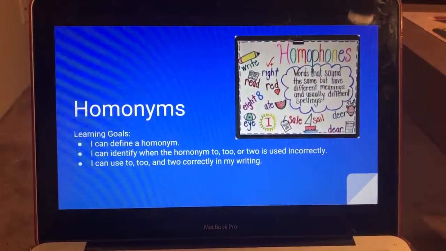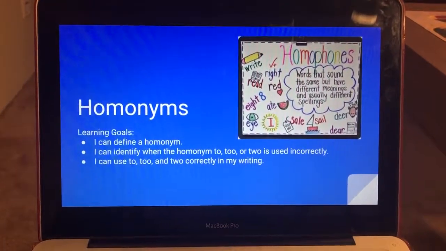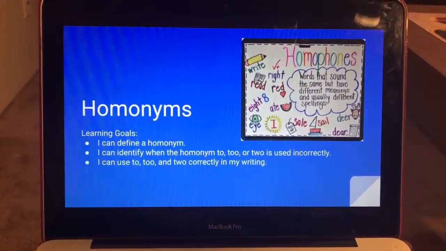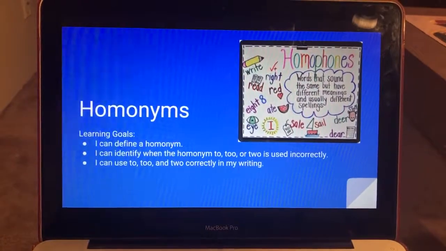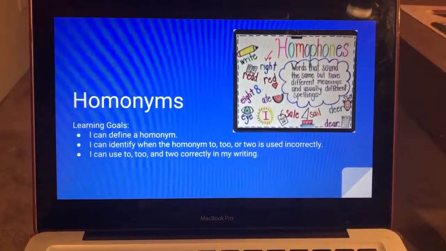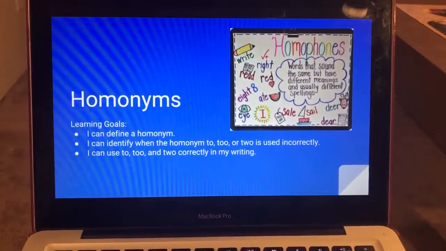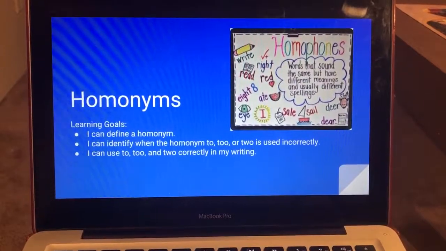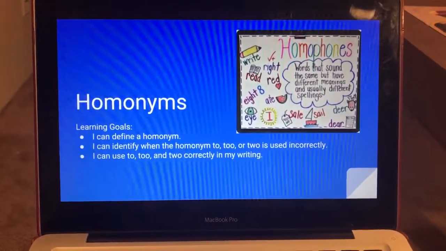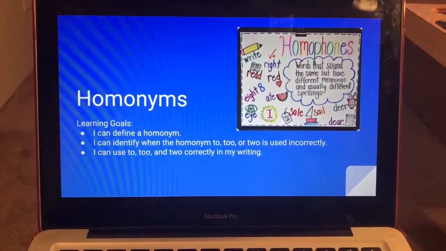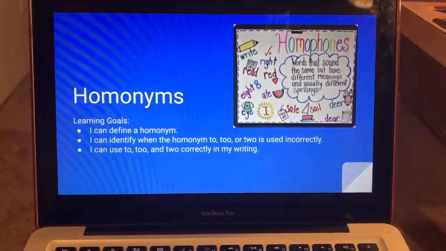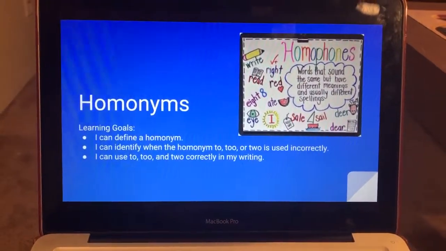So as we talk about homonyms tonight, we are going to work on the following learning goals. Number 1, I can define a homonym. Number 2, I can identify when the homonym to, too, or two is used incorrectly. And number 3, I can use to, too, and two correctly in my own writing.